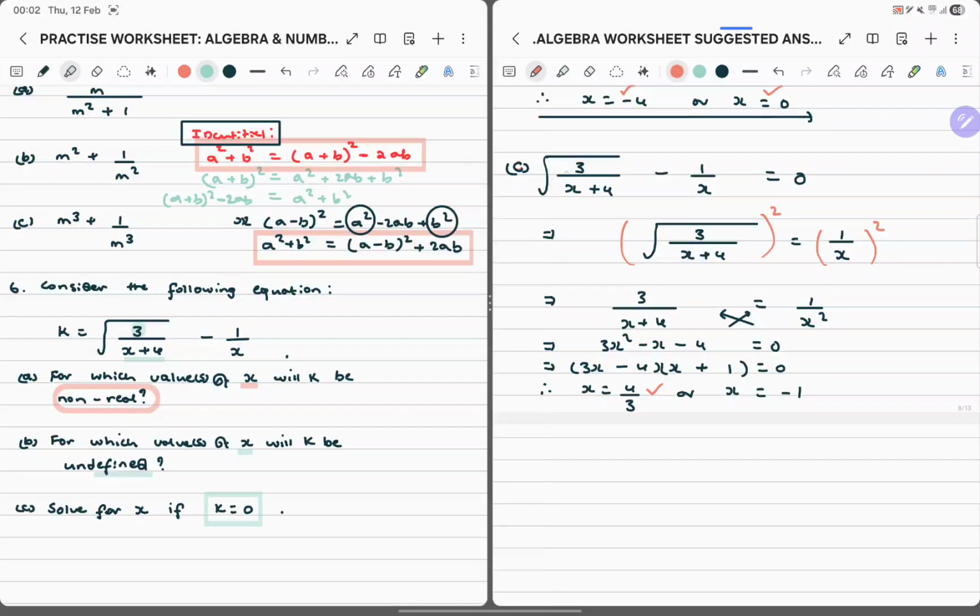What about minus 1? So this is already going to be 3 divided by 3. That's 1. Square root of 1 is 1. Then we get here minus 1 divided by minus 1. That's going to be plus 1. 1 plus 1 is 2. 2 is not equal to 0. So this solution must be struck. Nice and easy. We get our second mark. Okay, guys, that's it.